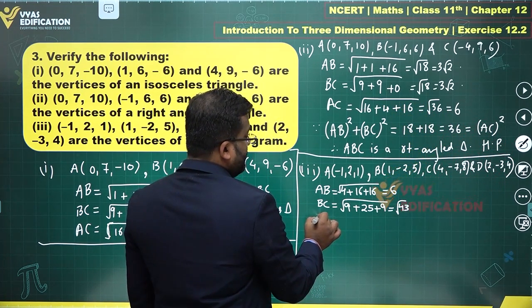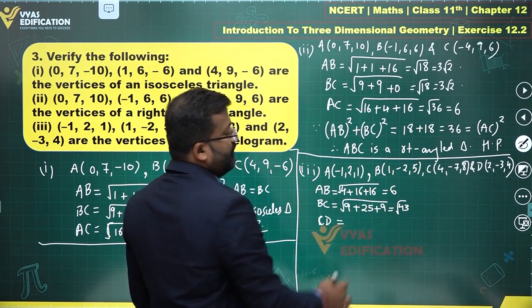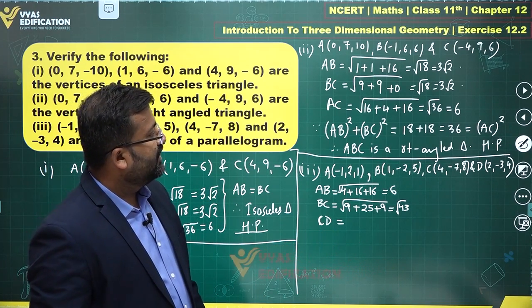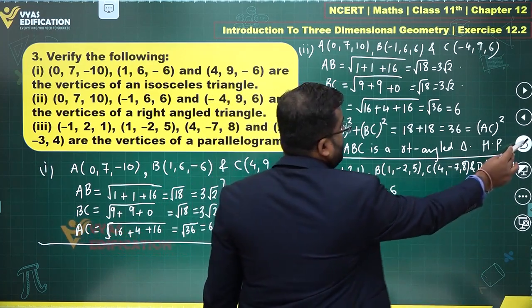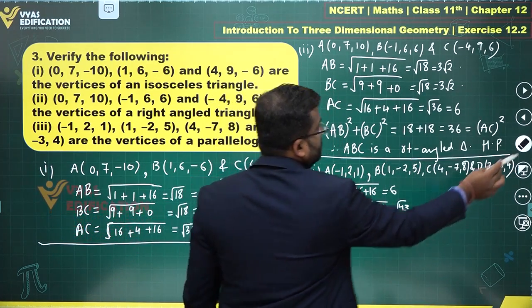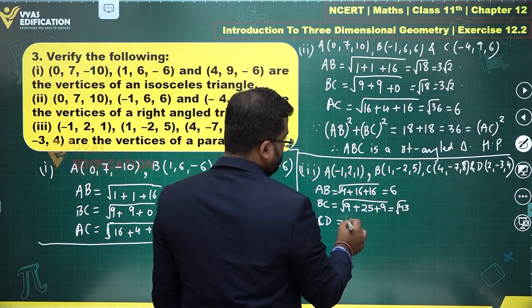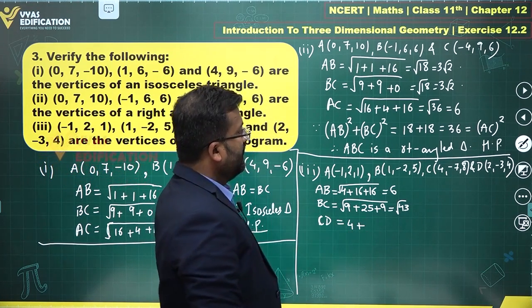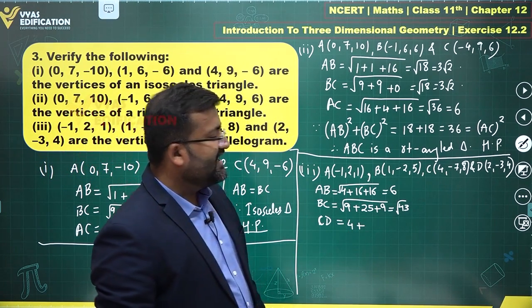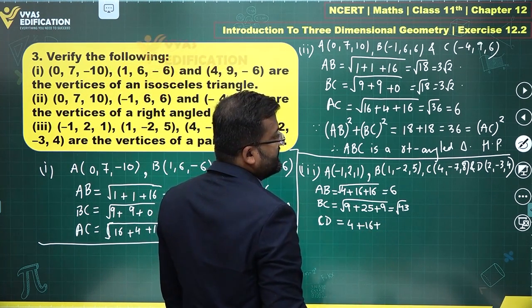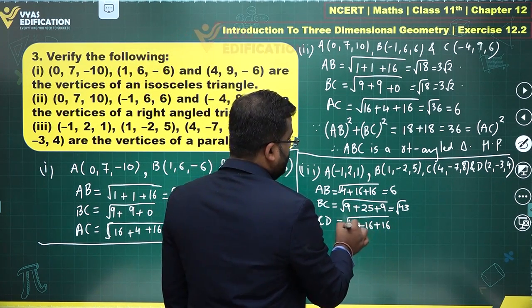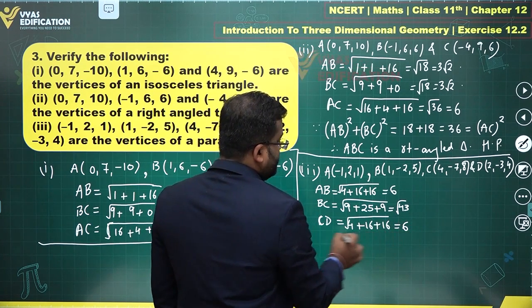AB, BC, CD is what we'll be talking about next. So let's talk about that. 4 minus 2 squared is 2, sorry, 2 squared is 4 actually. Plus minus 3 minus 1 minus 1 will be 4, squared will be 16. Plus 4 minus 8 is 4, squared will be 16. Under root, this will be 36 under root, which will be 6.